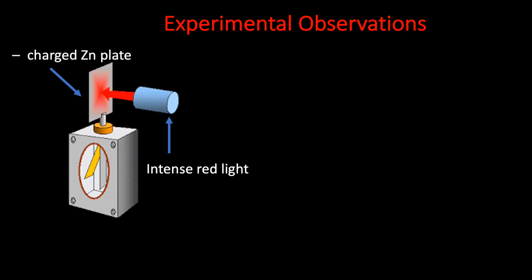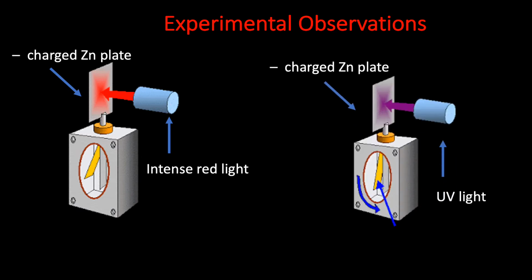Now let's have a look at some observations. When intense red light was shone onto a negatively charged zinc plate, the gold leaf did not fall, or in other words, no change. But when UV light was shone onto the same system, the gold leaf fell. This means some electrons were ejected from the plate, or discharged, due to the UV light.